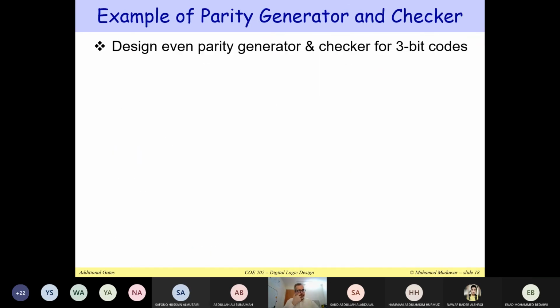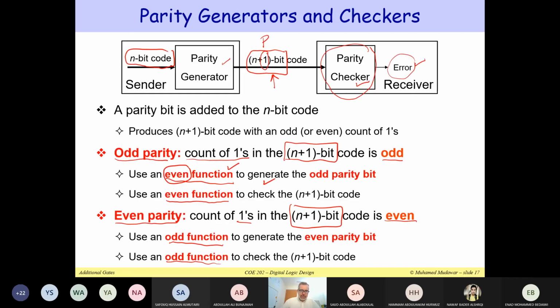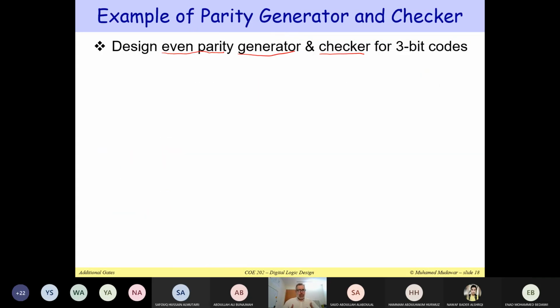Right, here's an example. Suppose I would like to design an even parity generator. So now here my parity generator and my parity checker will be for even parity. As we have seen in the previous slide, for even parity, I have to use an odd function to generate the parity bit, and also I have to use an odd function to check. So the parity generator and the parity checker are going to use odd functions. Right, so I would like to use even parity for 3-bit codes.